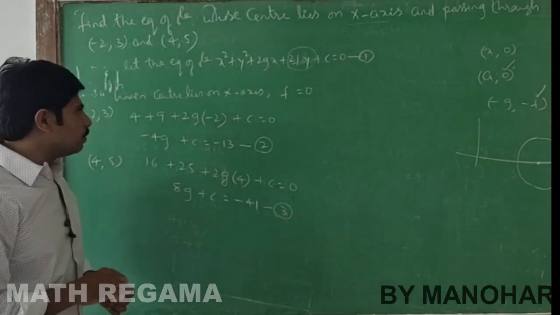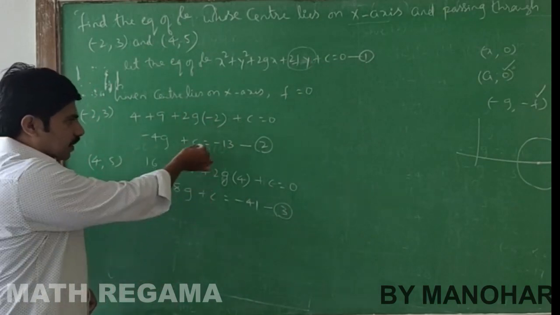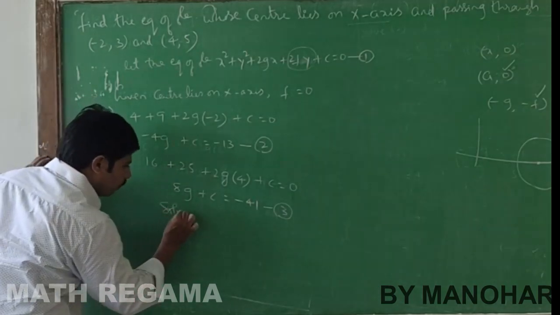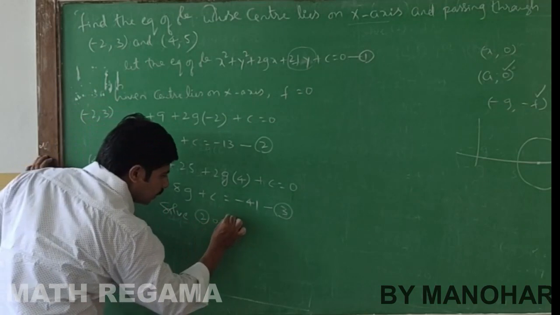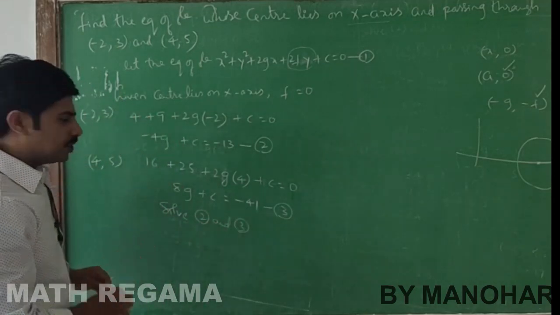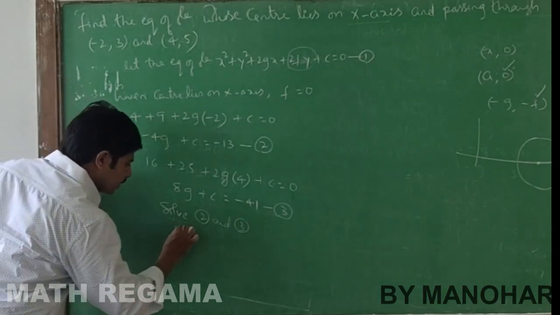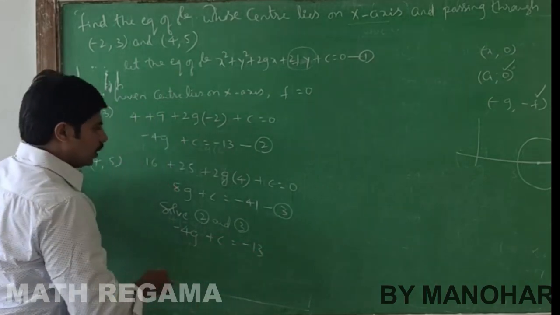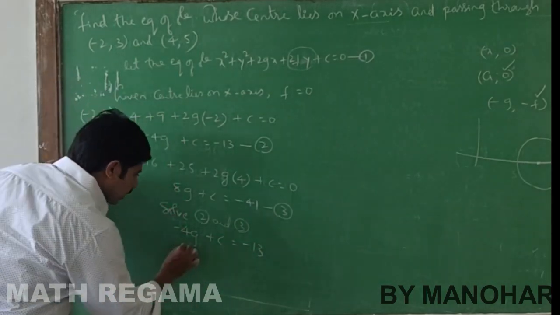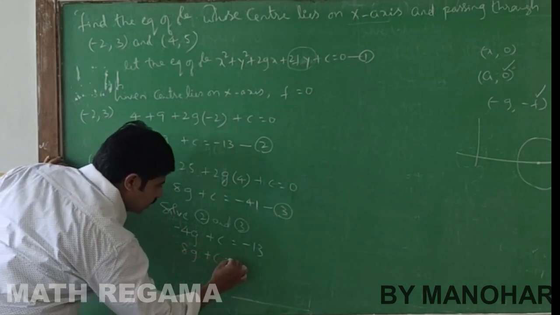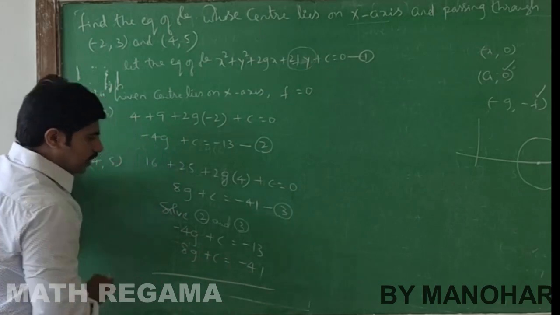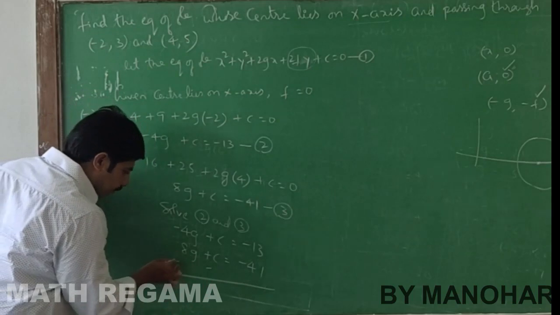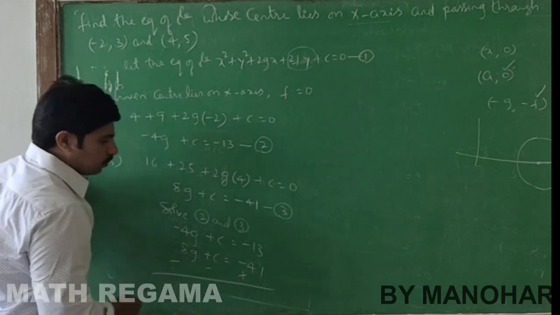Now very simple. If you solve 2 and 3, directly the c gets eliminated. So I am solving equation 2 and equation 3. Equation 2 is minus 4g plus c is equal to minus 13, and equation 3 is 8g plus c is equal to minus 41. Now if I subtract, plus c will become minus c, plus 8g will become minus 8g, and minus 41 will become plus 41. Change the signs.